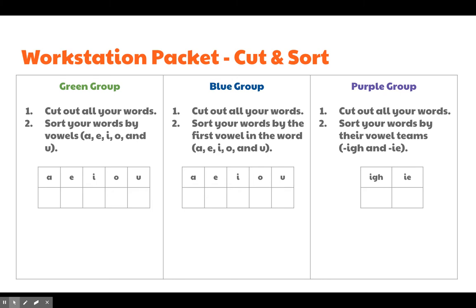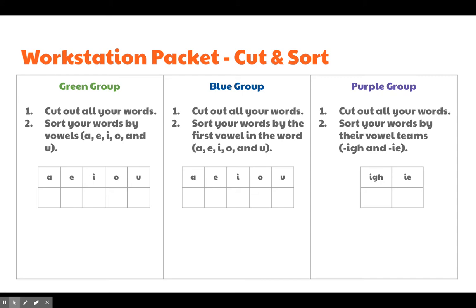For example, the word rope is one of your words this week, and it is spelled R-O-P-E. Now, that word is going to go in the O column, not in the E column, because most of your words will have the magic E at the end. So you're going to sort them by the vowel that is not the magic E. Okay, so that is what you are doing today for green group.